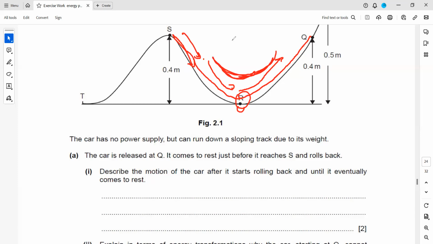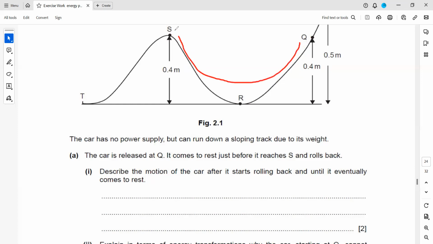This is because the car is losing energy. The car has moved to S, but we don't have to explain that motion. We have to explain that from S to R, it will accelerate, speed up, and from R to Q, it will slow down. But it won't reach Q because it is losing energy, and it will repeat its motion back and forth and eventually stop at point R.